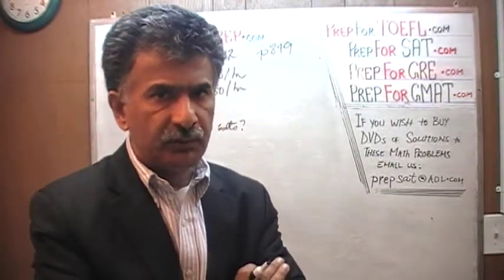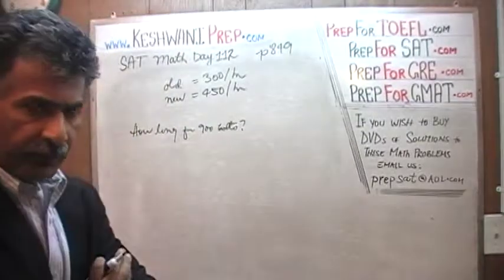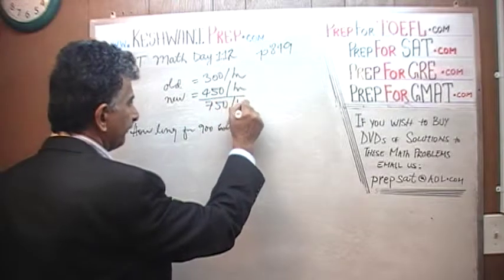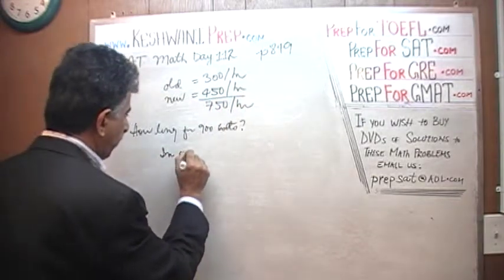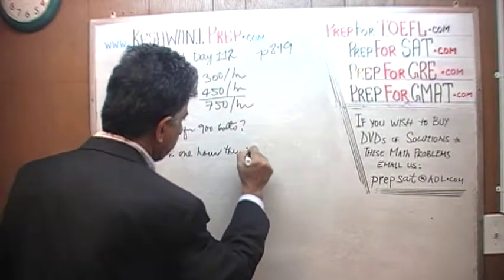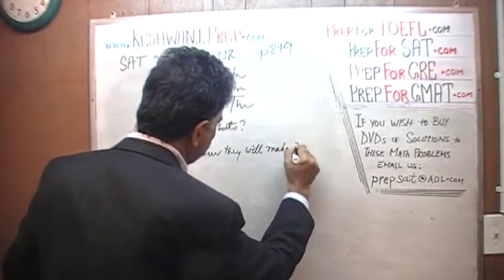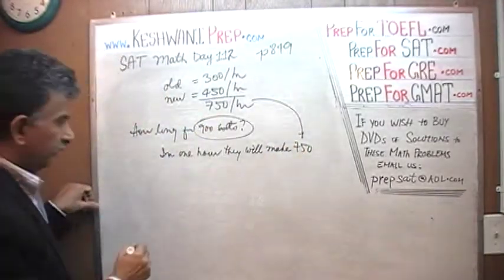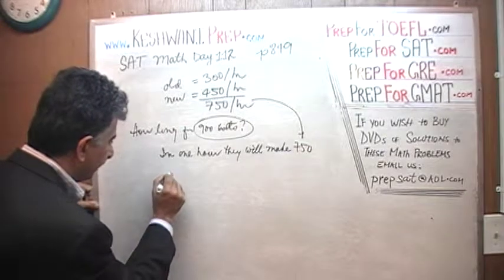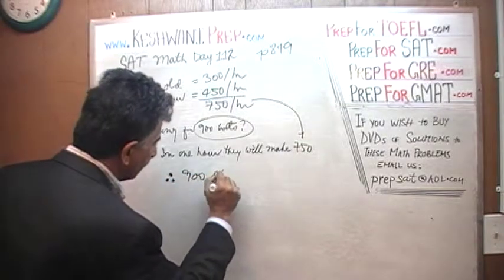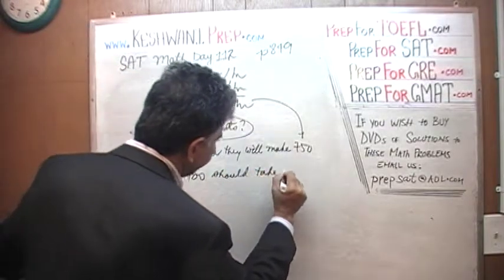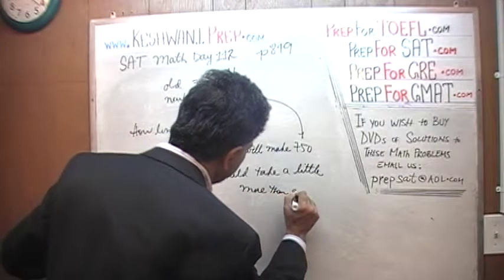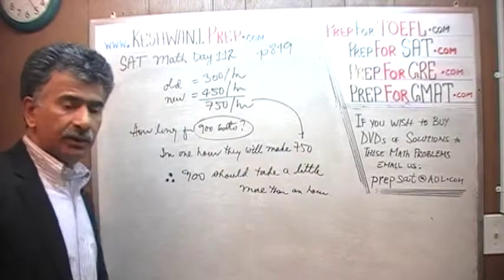In the quick and dirty way, what you have to realize, listen carefully, is that if these two machines are working together at the same time, in 1 hour they will make 750. We want to make 900. Therefore, 900 should take a little more than an hour. It should take a little more than an hour.